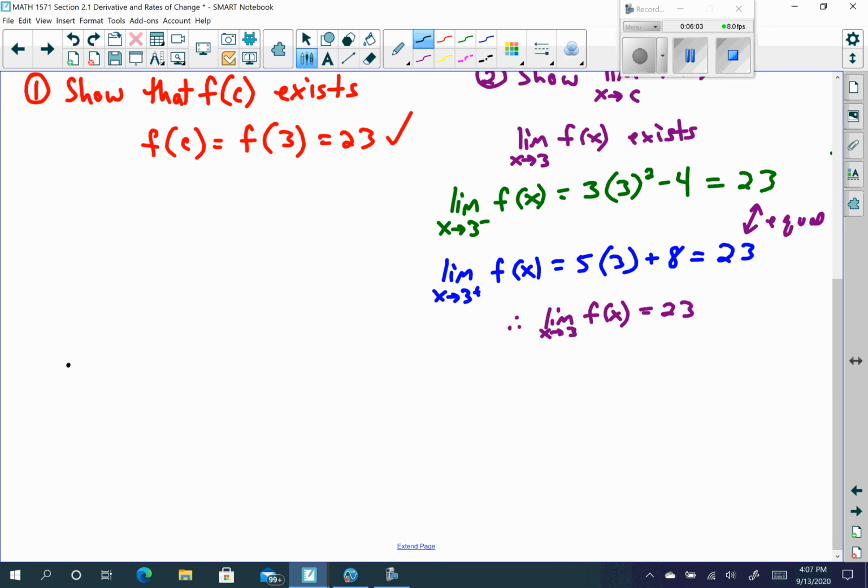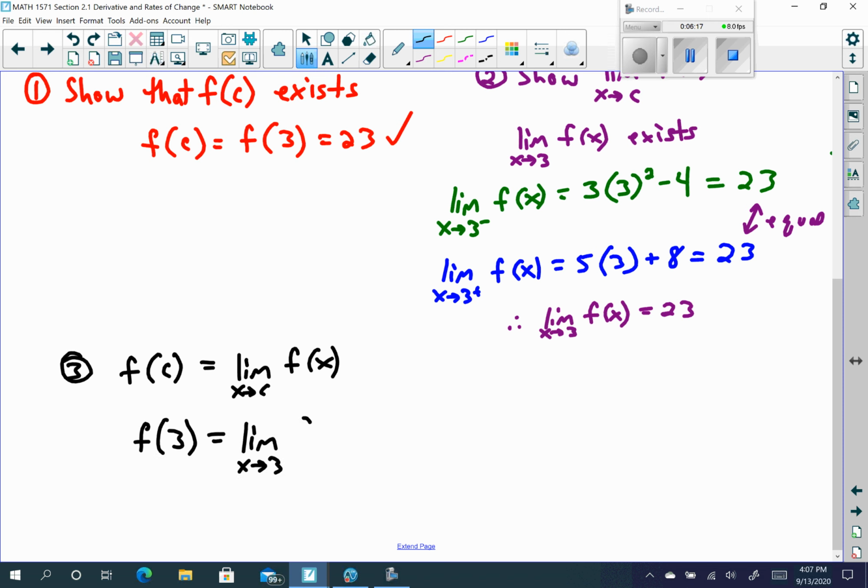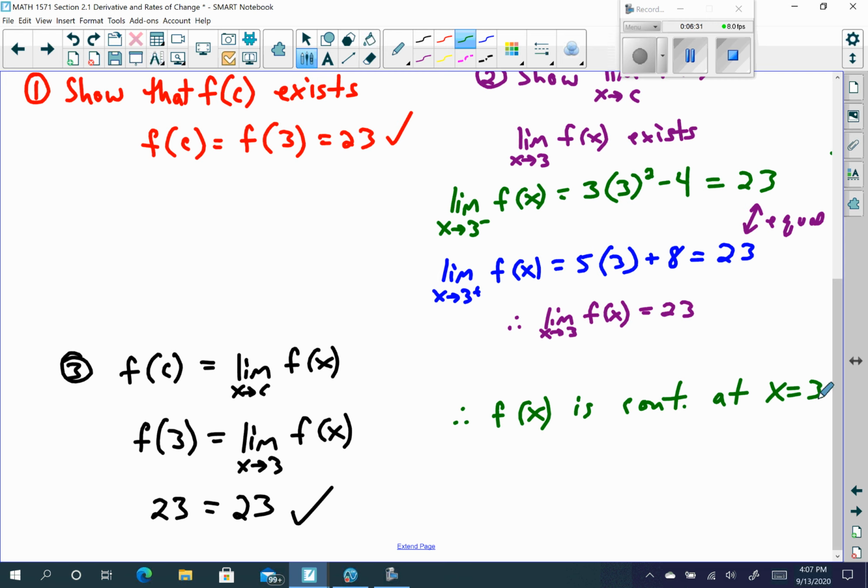And that's what the third step is. The third step is that f of c must equal the limit as x approaches c of f of x. So in this particular problem, f of 3 needs to equal the limit as x approaches 3 of f of x. And they do, because f of 3 is 23, the limit is 23, so that's good. So therefore, we say f of x is continuous at x equals 3.